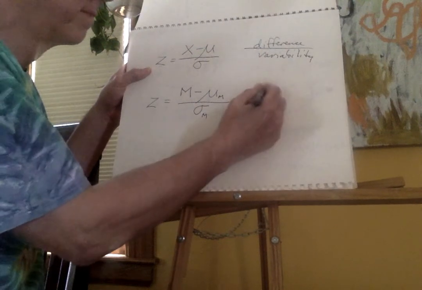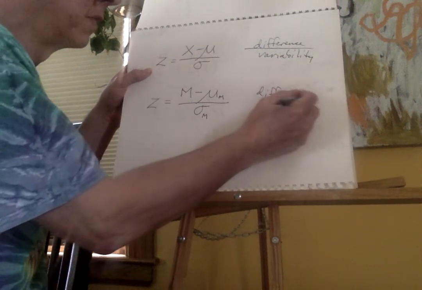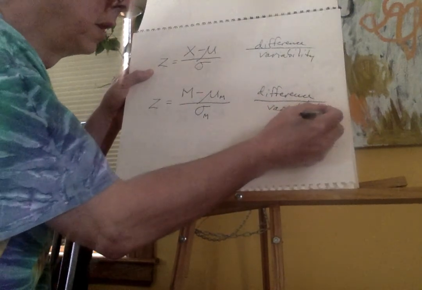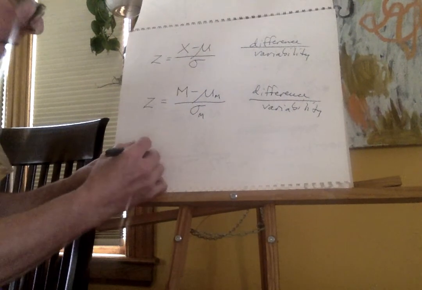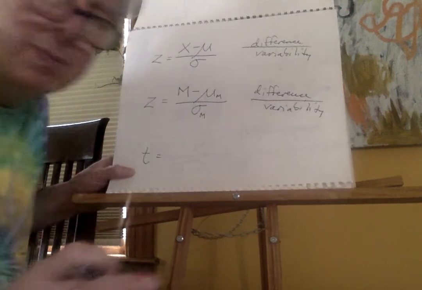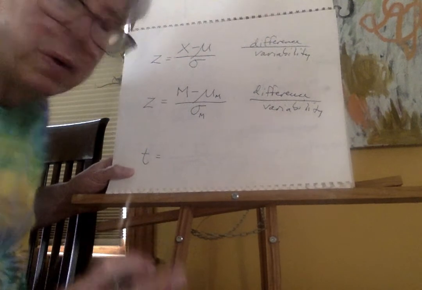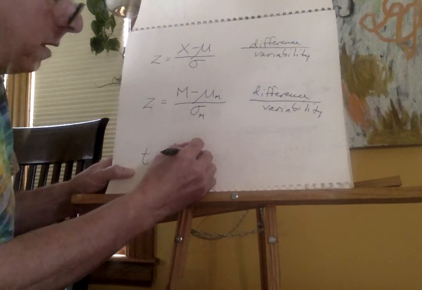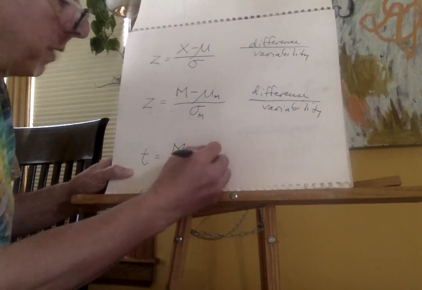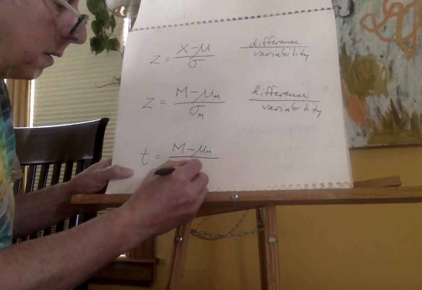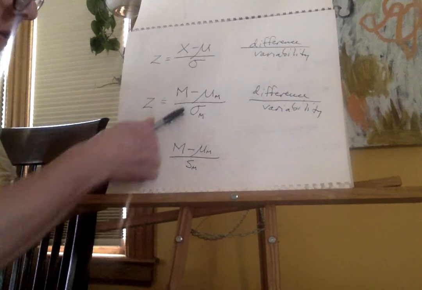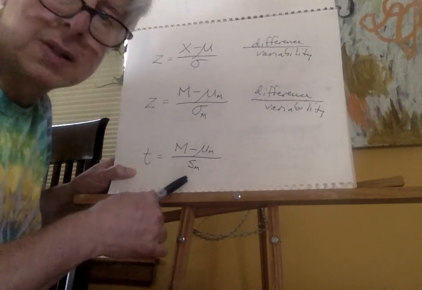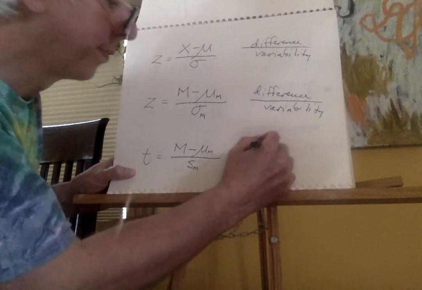Difference over variability. Right? And then finally, our t is in the same form. It's the same form, okay? Very powerful. It's our sample mean compared to what we see normally, divided by standard error, but this is an estimated standard error. We made an estimation based on our sample.